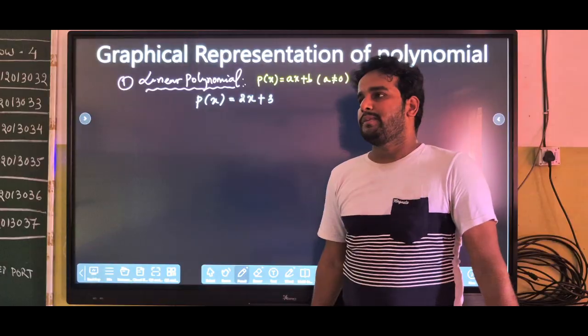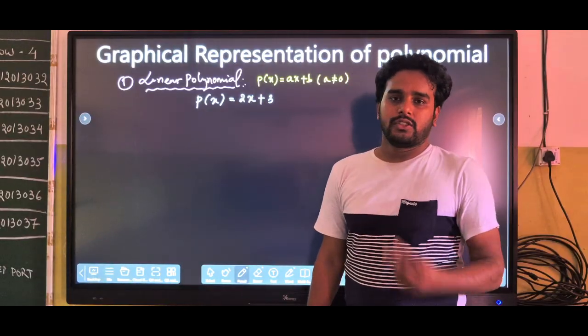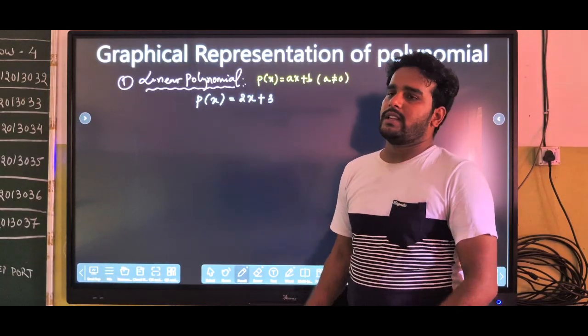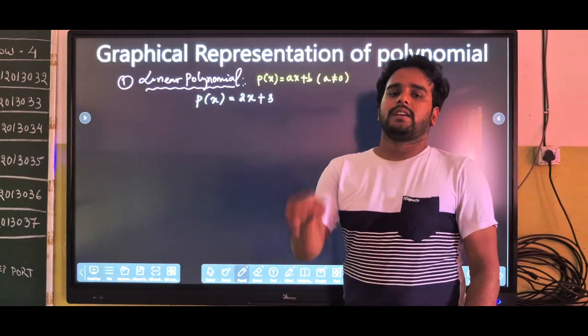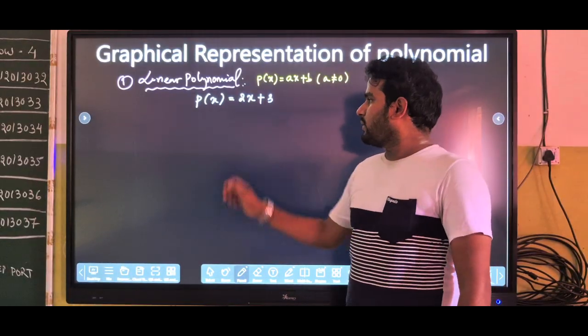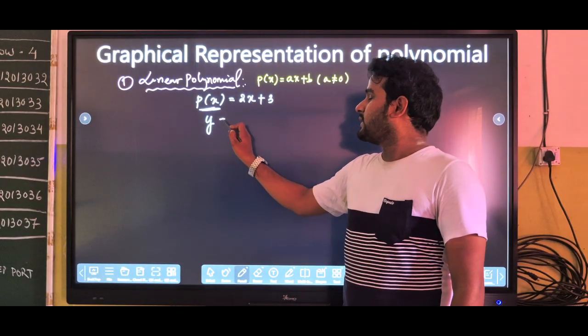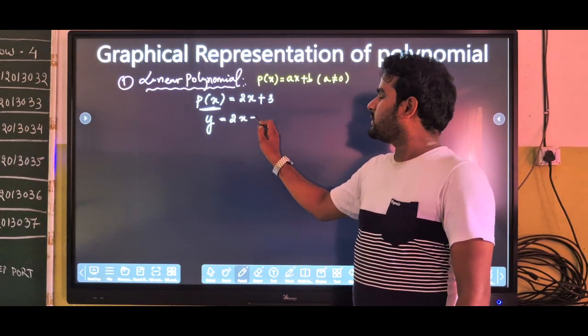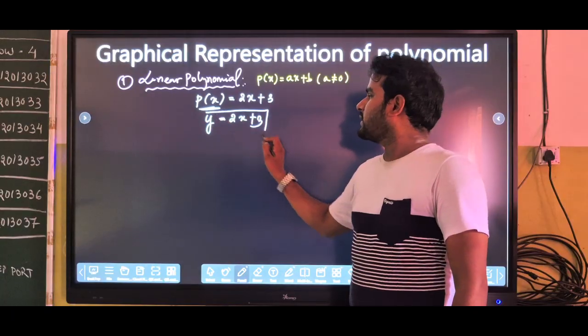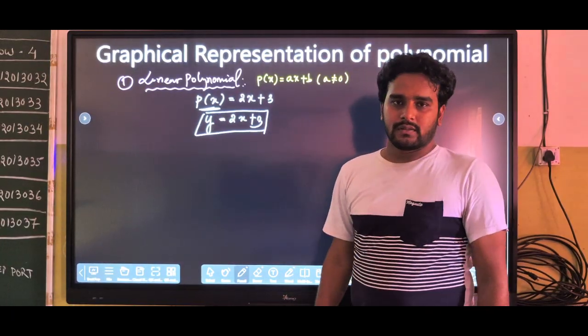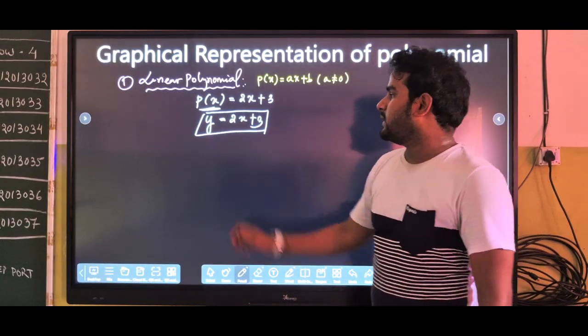But on the graph paper, one variable is not there. Two variables are coming, one along the x-axis and another along the y-axis. So what to do? We will represent p(x) as y, that is y = 2x + 3. Okay. So why did it become y? Can I do it on my own?